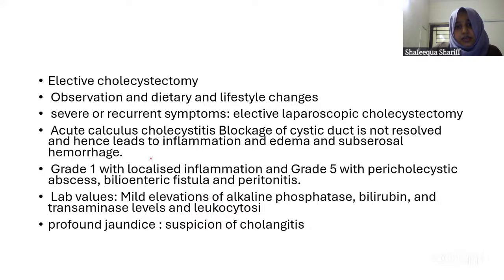In acute calculous cholecystitis, when the blockage of the cystic duct is not resolved, there is inflammation and edema, which leads to subserosal hemorrhage. So these changes can be graded from 1 to 5. Grade 1 starts from localized inflammation, and grade 5 is pericholecystic abscess, which may further move into bilioenteric fistula and peritonitis. In the infective foci, in the lab values, there may be mild elevation of alkaline phosphatase, bilirubin, and transaminase levels, and leukocytosis. When there is profound jaundice along with cholelithiasis, you have to have a high degree of suspicion for cholangitis.